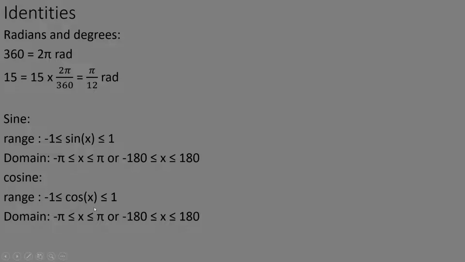The function cosine x is defined from negative 1 to 1. So these two ranges are always going to apply for cosine x and sine x functions. The domain for cosine x, again, is the same as sine x, which is more than negative pi radians and less than pi radians, or in degrees form, more than negative 180 degrees and less than 180 degrees.